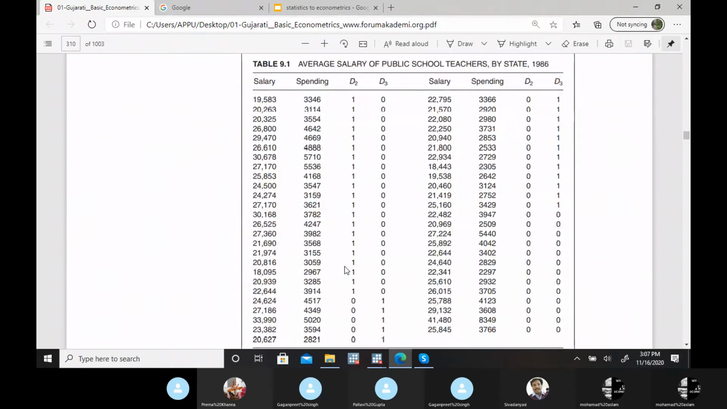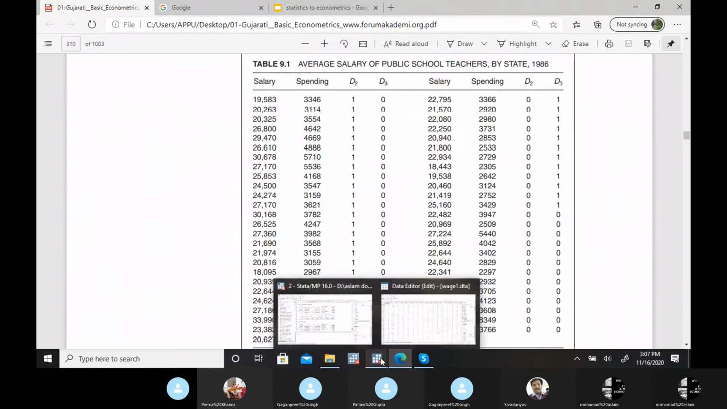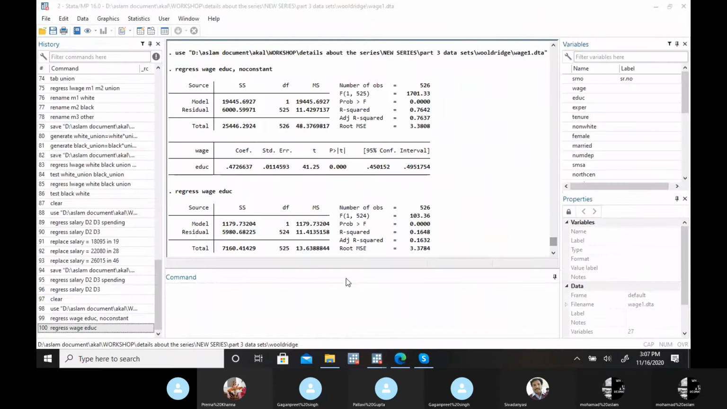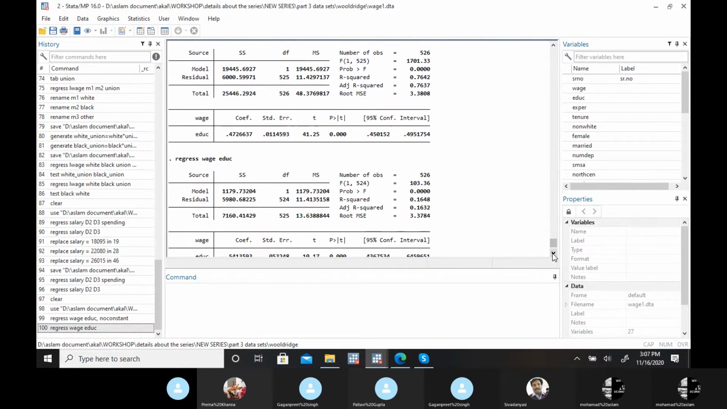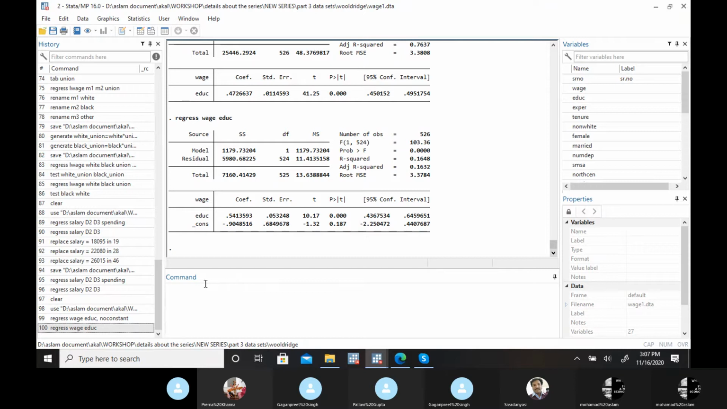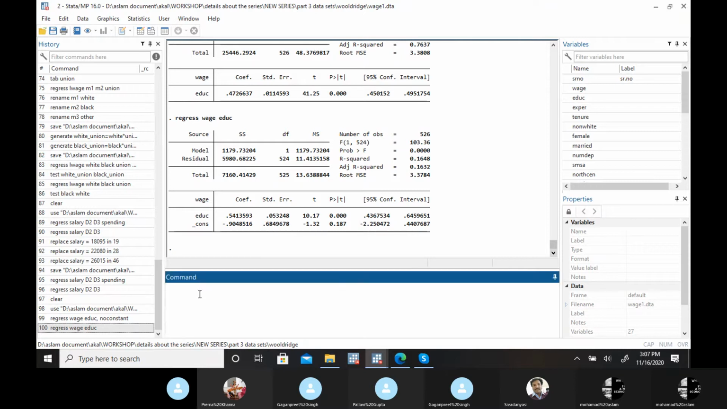So we have a data set. I think I shared this data set with you. Yeah, I sent this file to you. Your results may slightly differ from these results because there are a few changes made while I was copying and pasting this data from the Gujarati data set. So don't worry about that. Just try to understand this process.